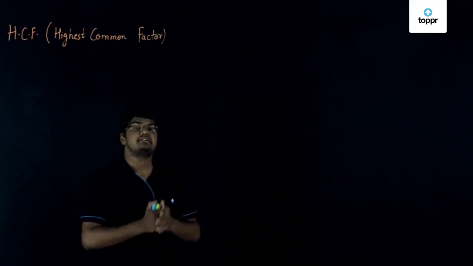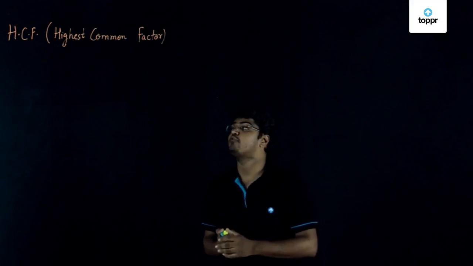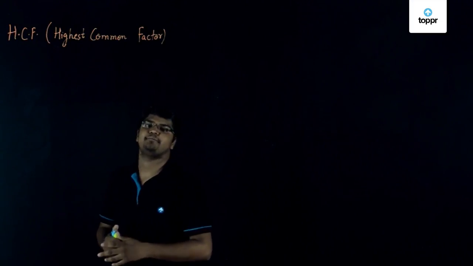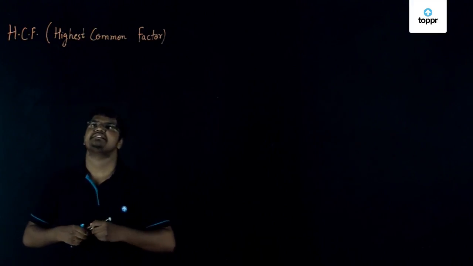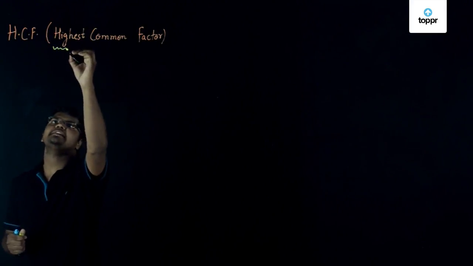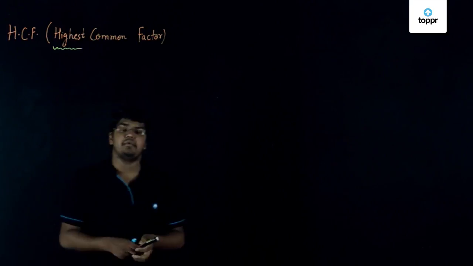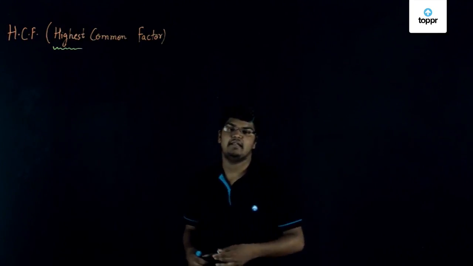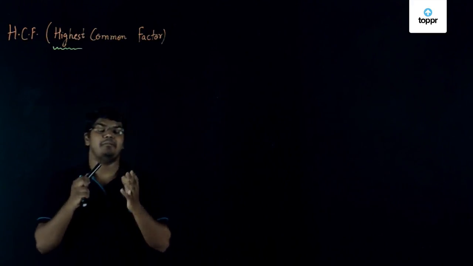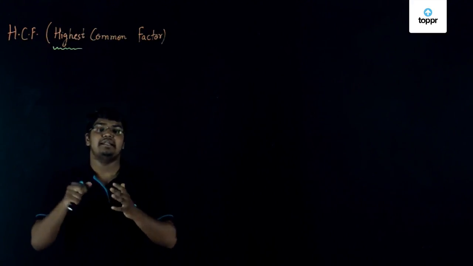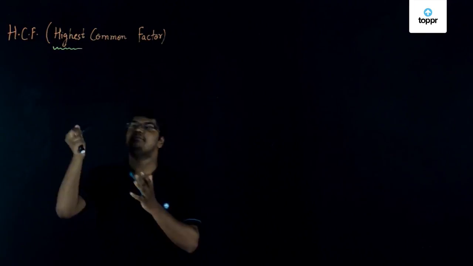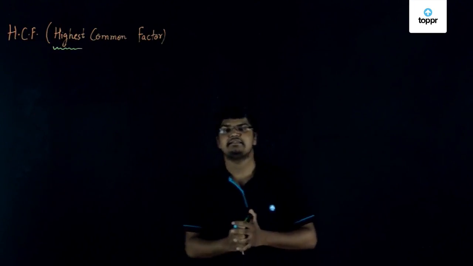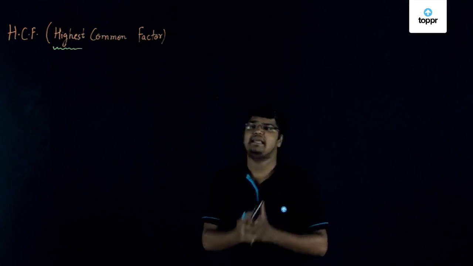Now that we have discussed least common multiple, let us now move to highest common factor. Again, as the name suggests, we have to find the highest factor of the two given numbers, or three given numbers, or whatever number of numbers are given. Let's simplify this HCF and understand it with the help of a very simple example.